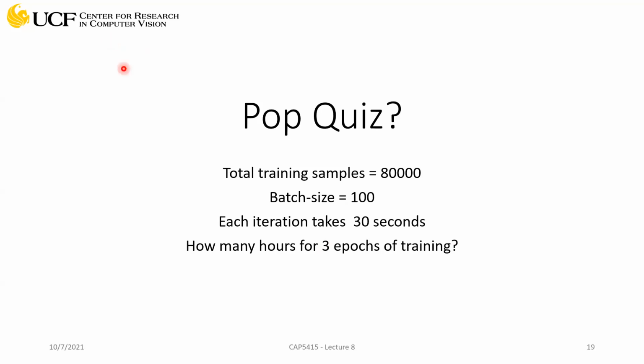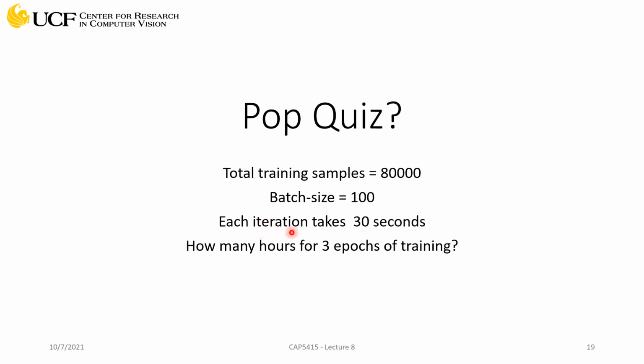I think I was muted. So let's do the math here. So we have 80,000 samples, right? And batch size is 100, which means that one epoch is going over each sample here. So we can just divide 80,000 by 100. So we'll have that many iterations for the single pass, and that's 800. So it means we have 800 iterations.